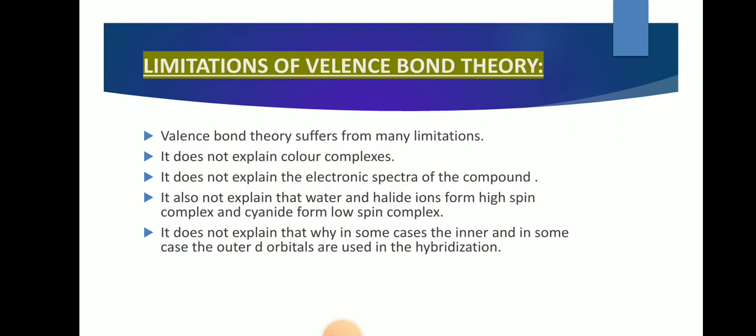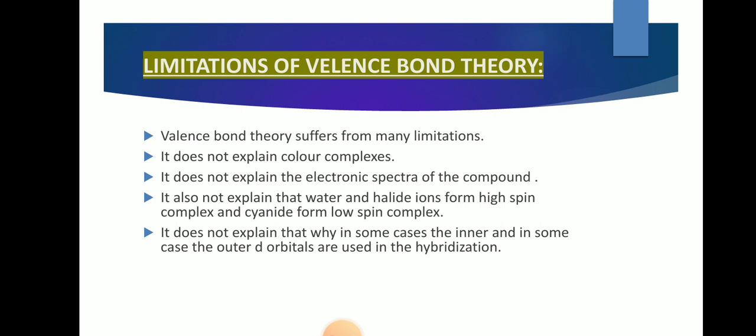In this slide we will discuss the limitations of valence bond theory. Valence bond theory suffers from many limitations. It does not explain colored complexes. It does not explain the electronic spectra of compounds. Colors in complexes, like d-d transitions, were not explained by valence bond theory. It also does not explain why water and halide ions form high spin complexes and cyanide forms low spin complexes.